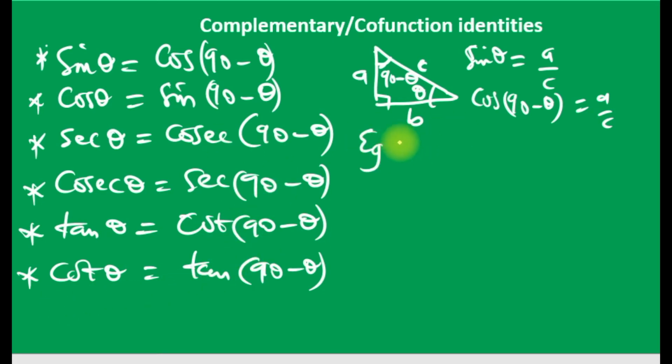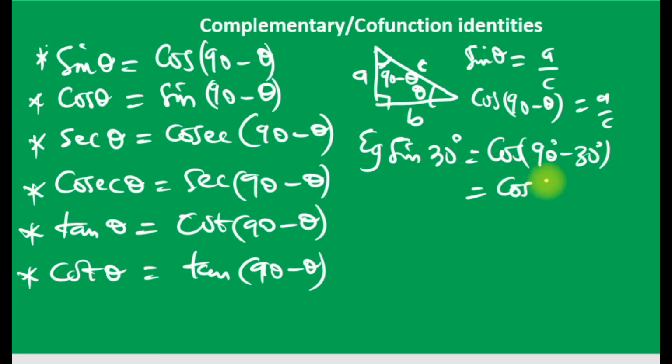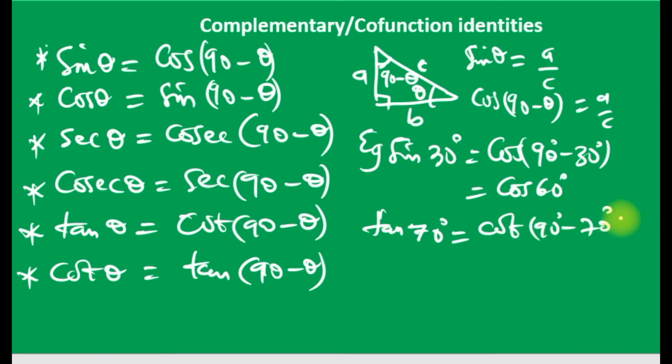Example: sine 30 is the same thing as cos 90 minus 30, which is cos 60. So sine 30 is equal to cos 60. Or maybe tan 70 is the same thing as cot 90 minus 70, which is cot 20. So it's just simple, just subtract and check the one that relates: tan, cotan, sec, cosec, sine, cosine. So they are related.